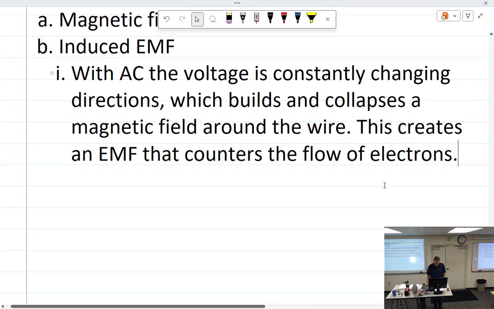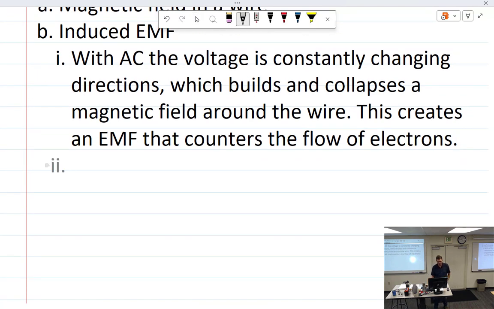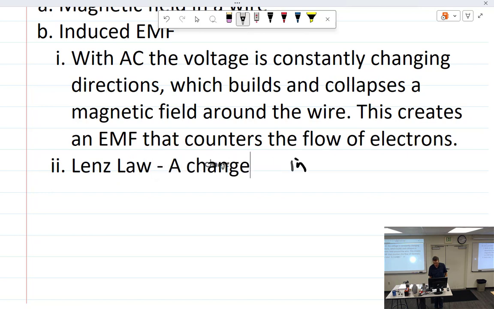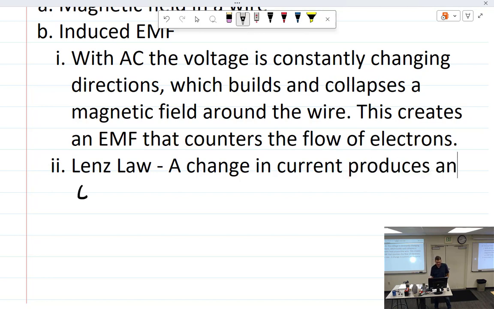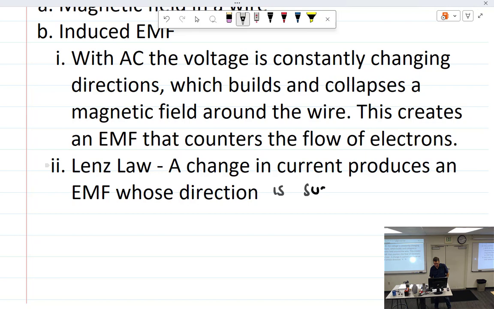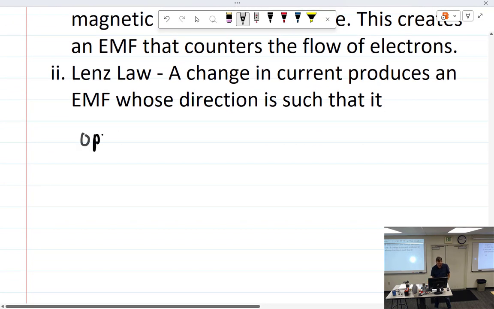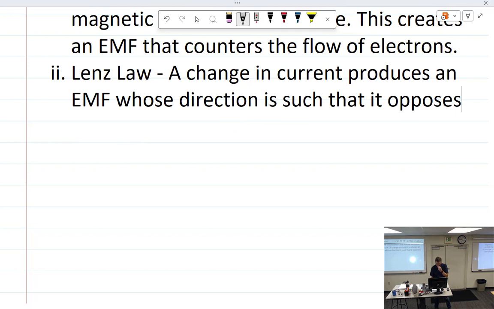All right. So that brings me to this thing called Lenz's law, named after Dr. Lenz, which states that a change in current produces an EMF whose direction is such that it opposes the change in current.